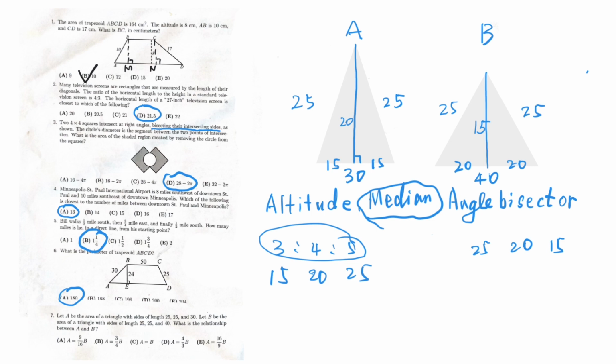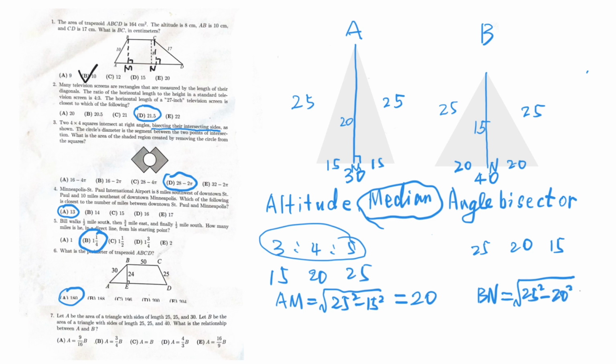Also, if you are not familiar with the Pythagorean triple, don't worry about that. For the first one, A, we put this M. So AM equals the square root of 25 squared minus 15 squared. That's equal to 20 squared. So that's 20. For BN equals the square root of 25 squared minus 20 squared, equal to 15 squared. That's 225. So BN equals 15.